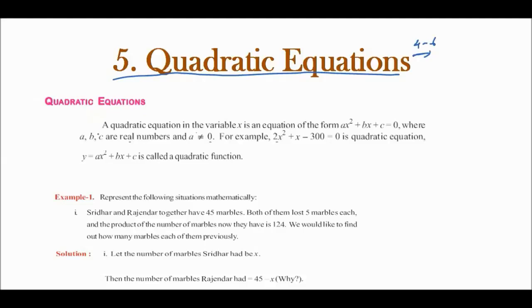So first, what is a quadratic equation? A quadratic equation in the variable x is an equation of the form ax square plus bx plus c is equal to 0, where a, b and c are real numbers and a not equal to 0. For example, 2x square plus x minus 300 is equal to 0. This is a quadratic equation. Here y is equal to ax square plus bx plus c is called a quadratic function.